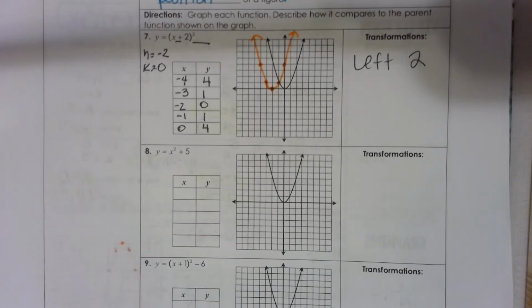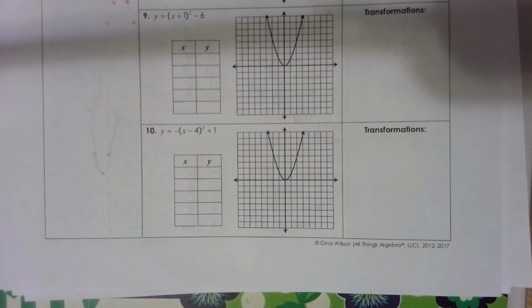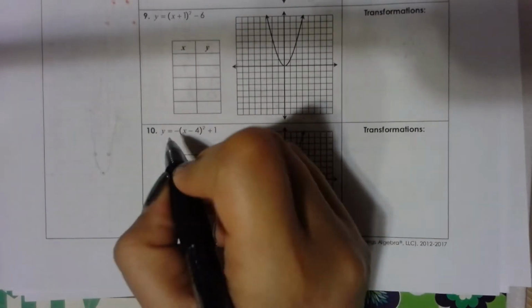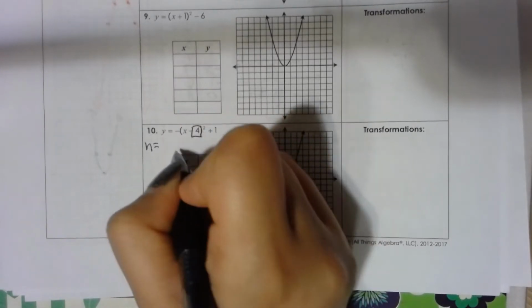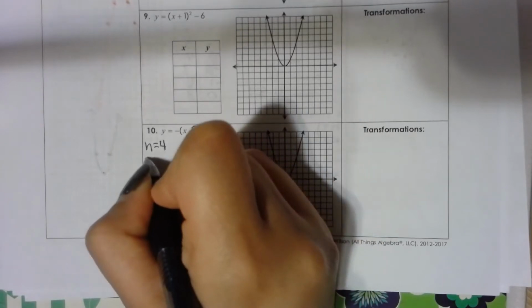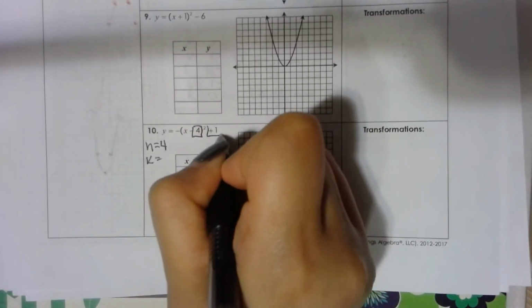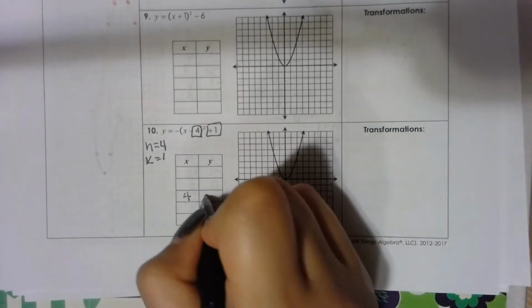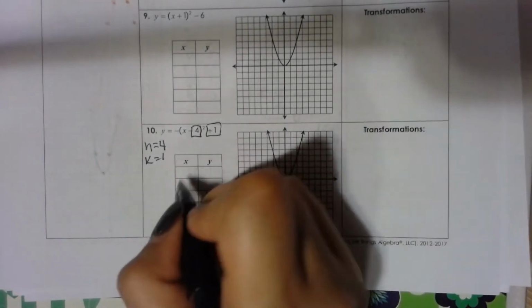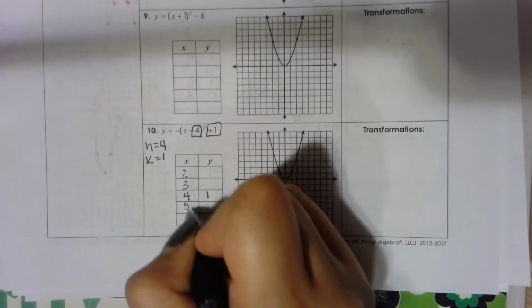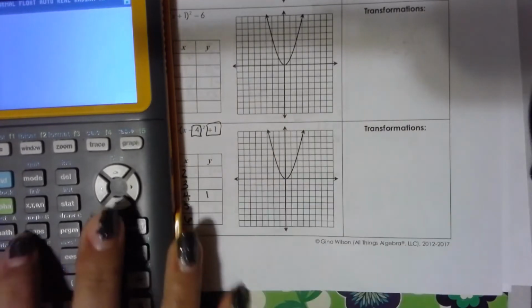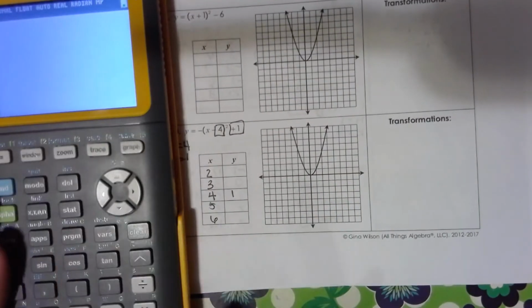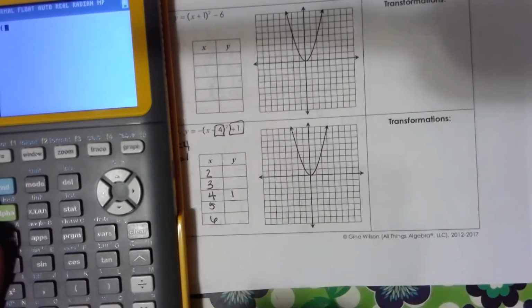Okay, skipping down to number 10. Since we have subtraction, we do not need to change the sign of our h. Then it is perfectly 4. And your k would be 1. So placing 4, 1 in the middle. To the left of 4 we have 3, and then 2, and to the right 5, and then 6. Finding each of these values, we have a negative sign in front, open parentheses. Instead of x, I'm going to put 2 in there, minus 4, close parentheses squared, plus 1.